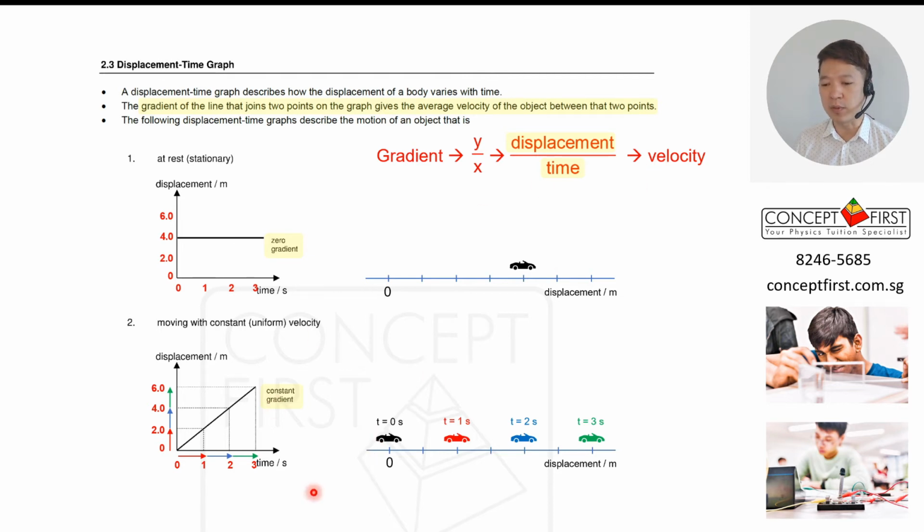How will it look if it moves like this? Note that every second it covers the same distance, and if I take a picture of this moving object every second, you will notice that they are equally spaced out.